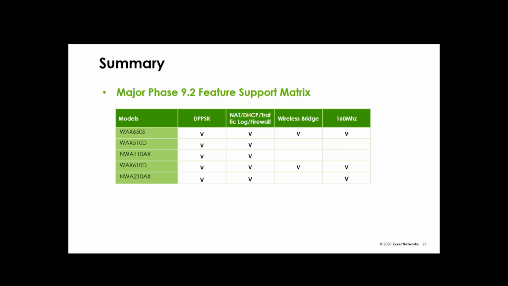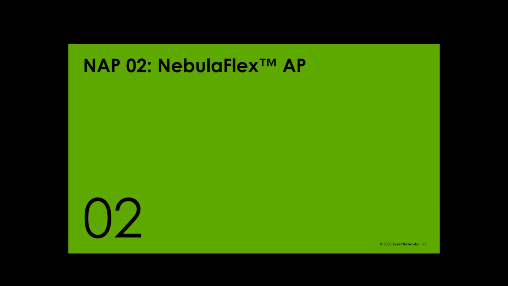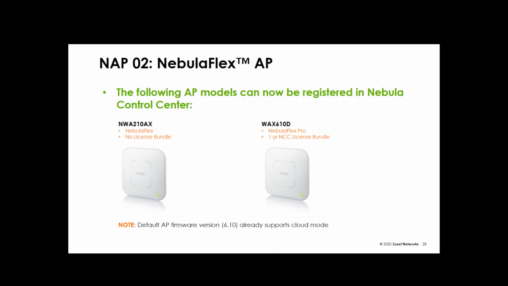Then the next thing is just a reminder about Nebula Flex access points, which basically is that these 2 AX access points are now added to Nebula Control Center, so you can register and manage these with the default access point firmware 6.1, which already supports cloud mode. So these access points are out or just about to come out as well. So the whole Wi-Fi 6 AX access point range is continually increasing.